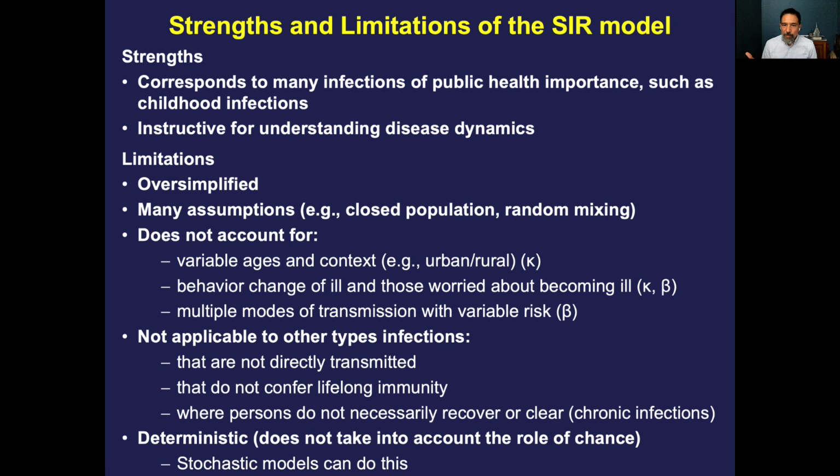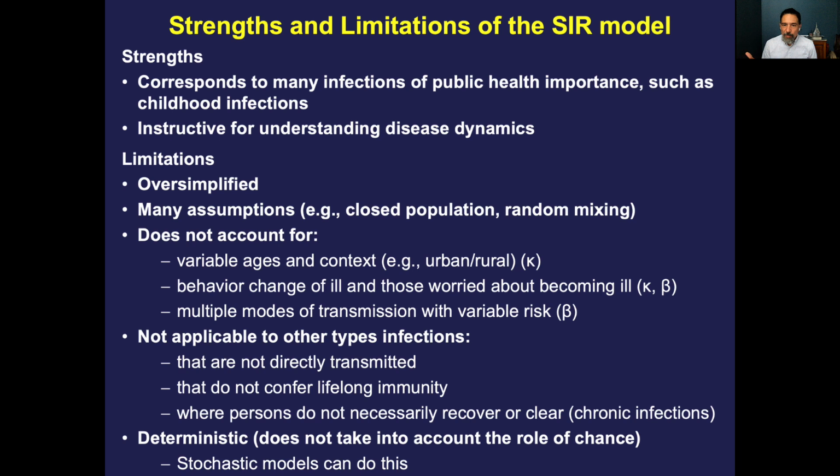So some strengths of the SIR model include that it corresponds well to a lot of infections of public health importance, pretty much the childhood infections, vaccine preventable infections. And it's instructive for understanding infectious disease dynamics and how they evolve over time. But there are some limitations, of course, of many models, in that they're simplifications of reality. So this is a simplified model. It does require many assumptions, which often are not met in the real world.